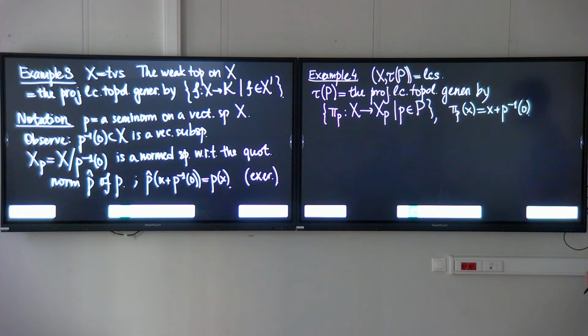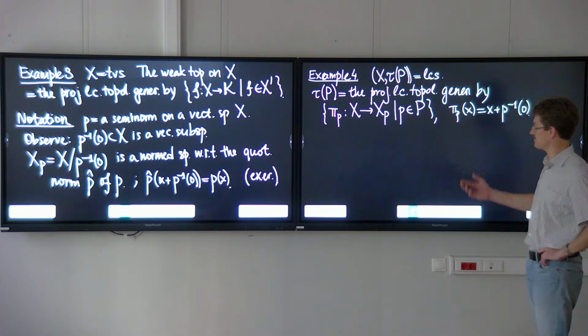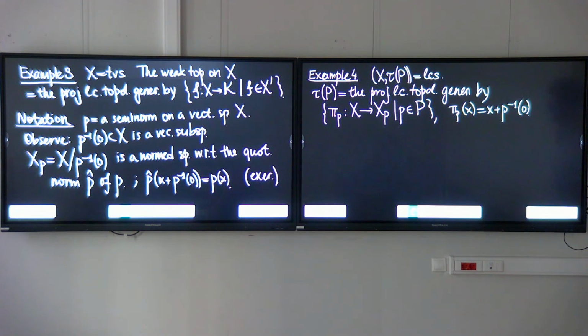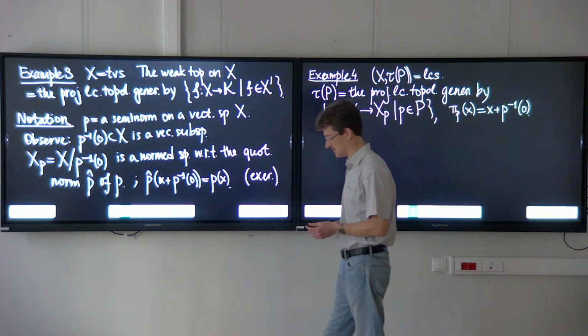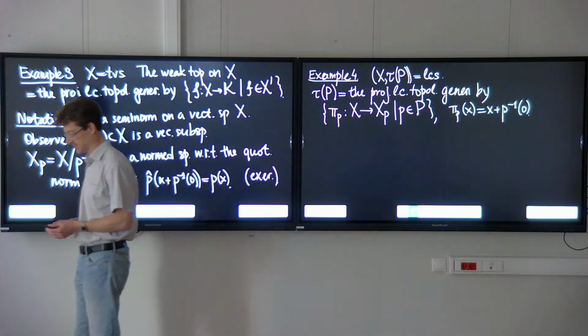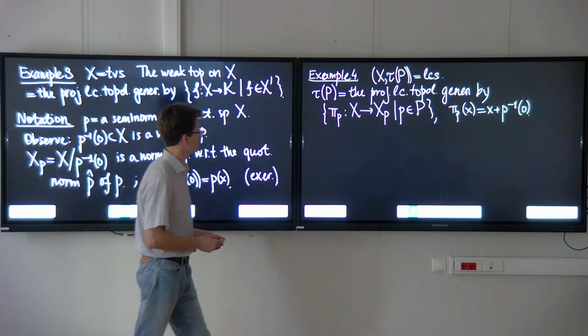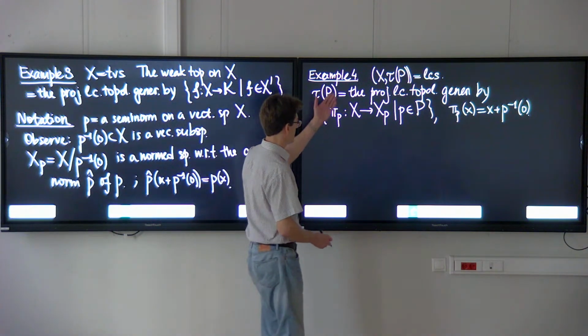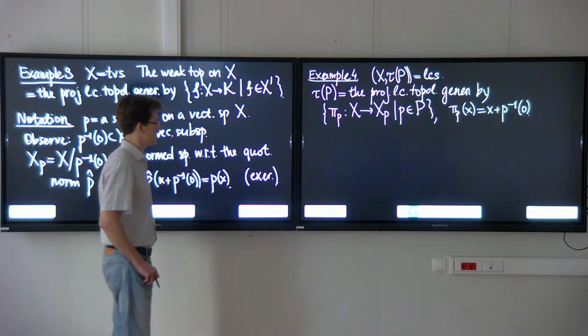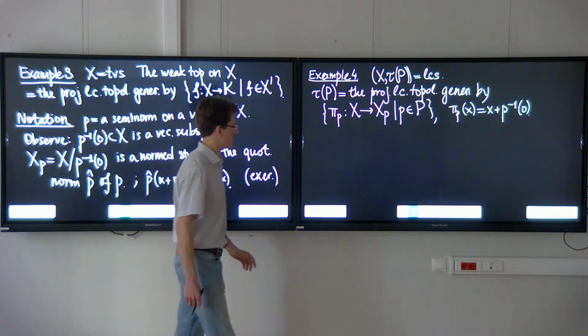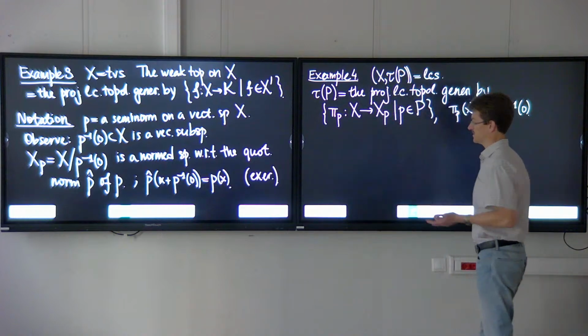Not always, but this trick works in many concrete situations. Sometimes this observation makes it possible to reduce some statements about topological vector spaces, about locally convex spaces, to the case of norm spaces. I don't claim that this trick works in all situations, but there are some important situations where it works. So in other words, we see that any locally convex topology is the projective locally convex topology generated by a family of maps with various norm spaces.